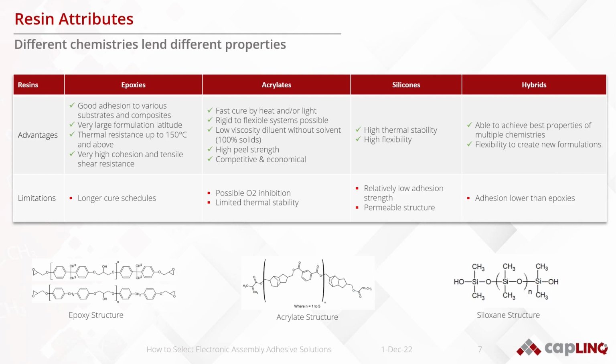Another option would be silicones, because they are highly flexible and they have good high temperature stability, but they have a relatively low adhesion strength, and they also have a permeable structure. You could also mix multiple resin types together to get the best benefits of the different chemistries. But the unfortunate drawback is that you also have some of the negative portions of the different chemistries. So generally speaking, the adhesion for hybrid materials is also lower than, for instance, epoxy type.